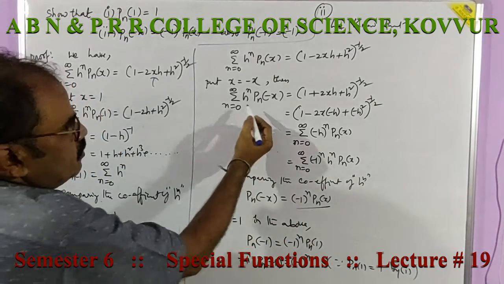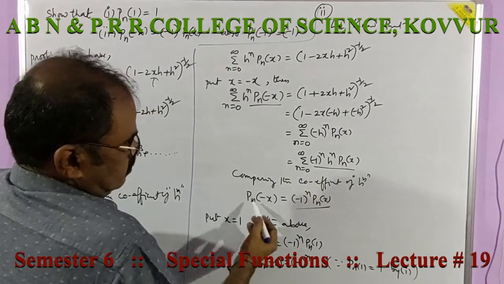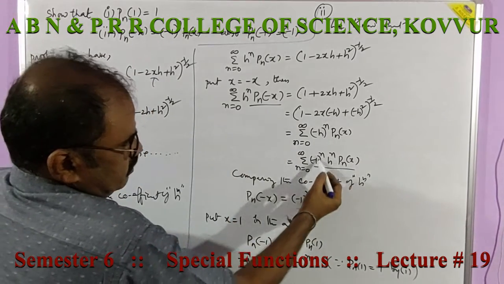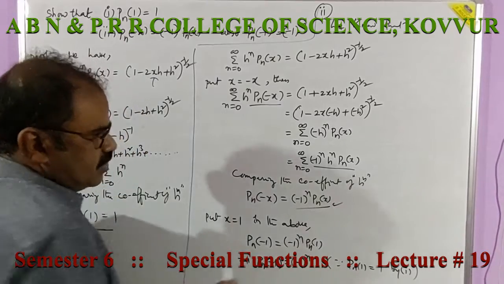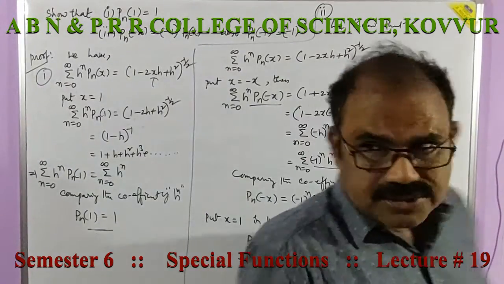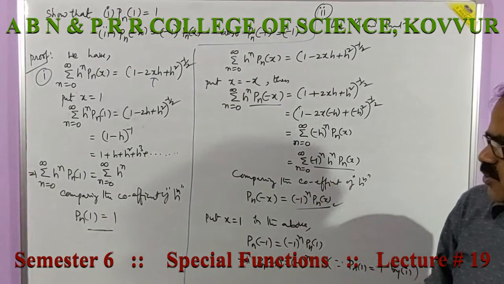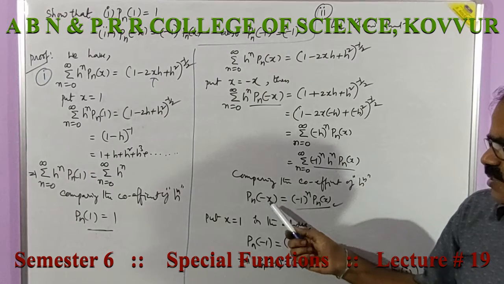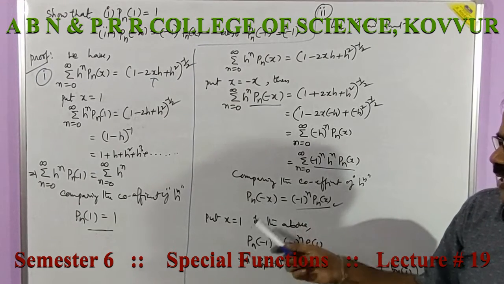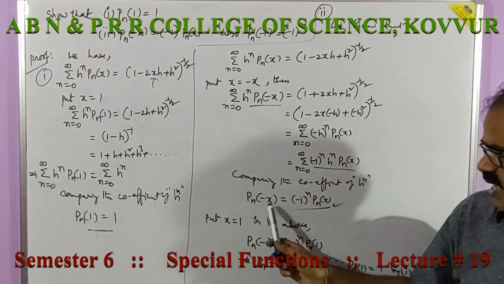The quotient of h power n is this one here, and on the right hand side this one. So Pn of minus x is equal to minus 1 power n into Pn of x. That is 2. What we have to prove in the 2: replace x with 1 here. In this 2, replace x with 1.